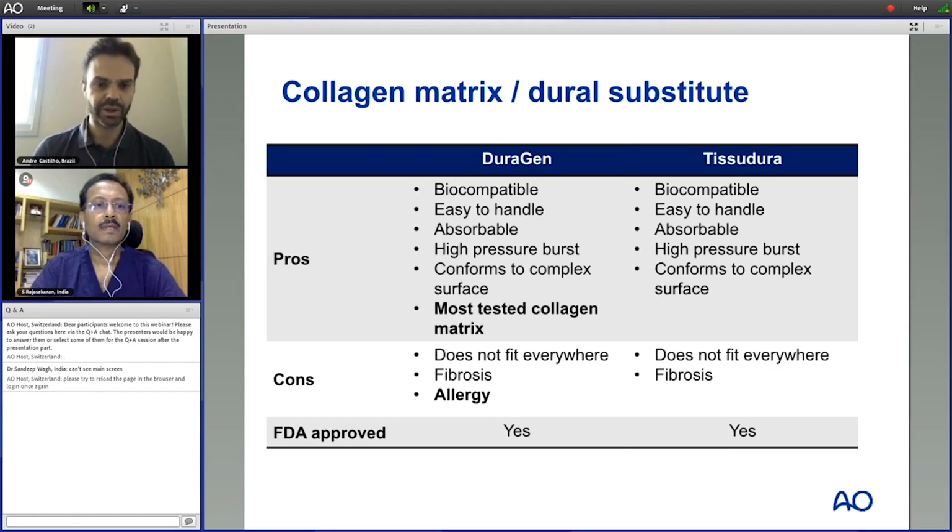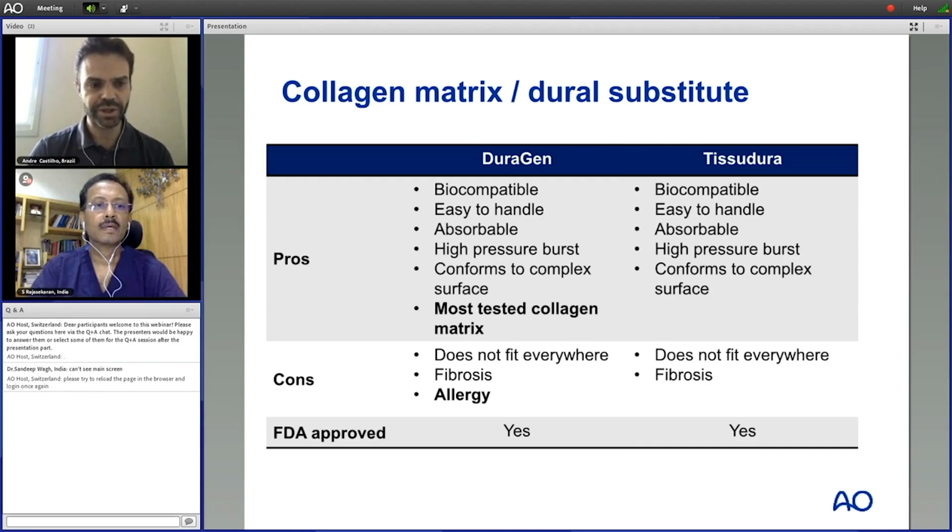The collagen matrices are used as a dura substitute. We don't have to suture most of them; just put them in, and they conform to the complex surface of the dura. They also have a high burst pressure, so they're very interesting to use. But as a patch, they don't fit every defect. So sometimes the glues are easier to fit.